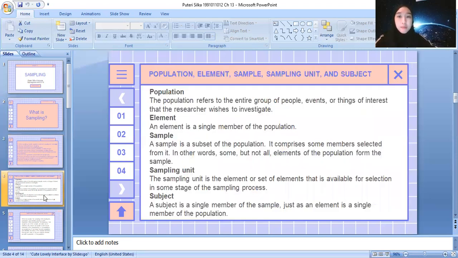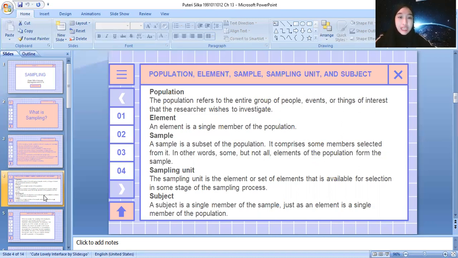Population, element, sample, sampling unit, and subject. Population. The population refers to the entire group of people, events, or things of interest that the researcher wishes to investigate. Element. An element is a single member of the population. Sample. Sample is a subset of the population. It comprises some members selected from it. In other words, some but not all elements of the population form the sample.